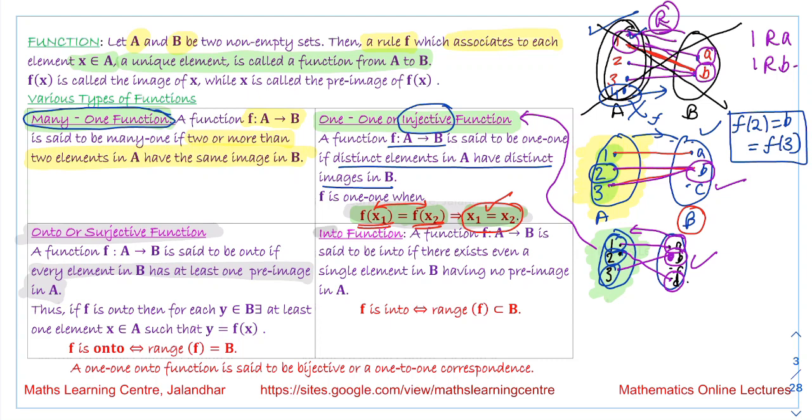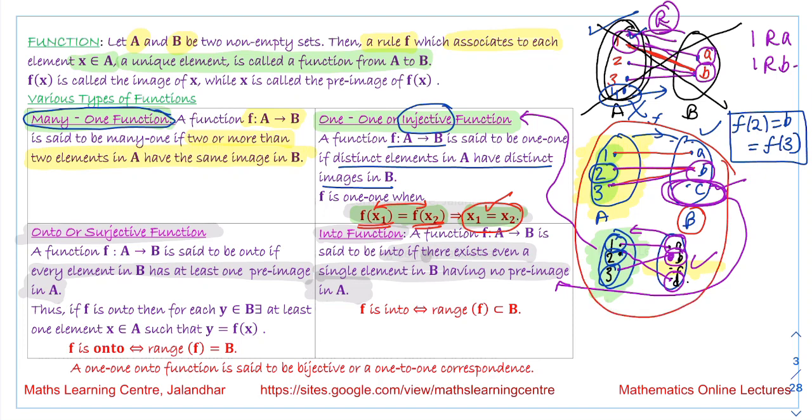The next type of function we have is the into function. Into function means that there exists even a single element in B which does not have a pre-image in A. Now look at this C over here. We do not have any pre-image of C. It is not having any pre-image under this function. So in both these cases we have an element which does not have a pre-image, so we are saying these are into functions.